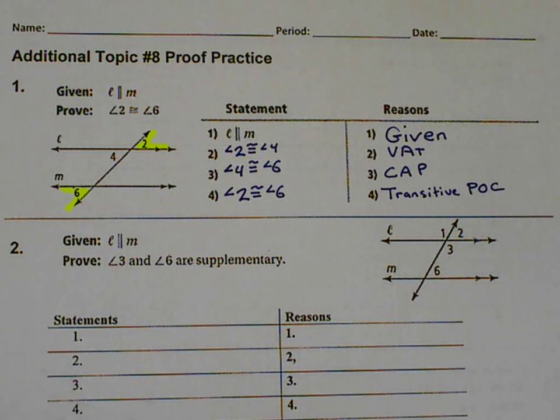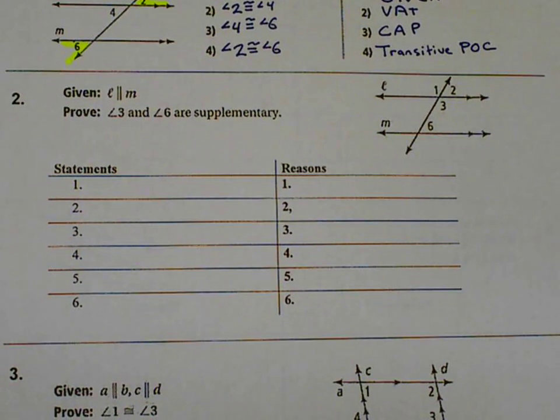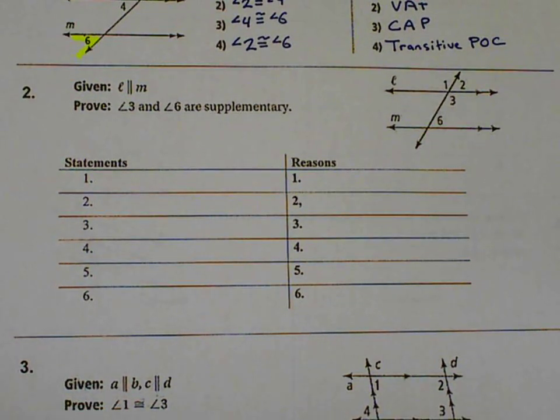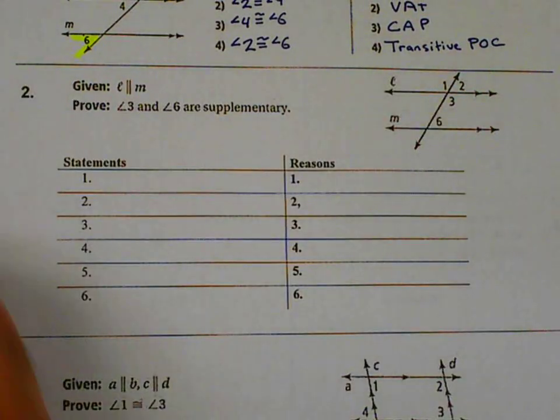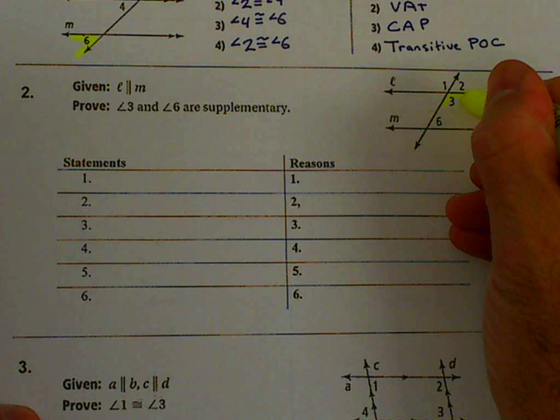So let's move on to number 2. We have another situation where they gave us parallel lines, and that opens up the use of some of the theorems that we have. Specifically, the corresponding angle postulate works nicely. So in this case, we're trying to prove 3 and 6. We're trying to prove that these two angles are supplementary, that they add up to 180.